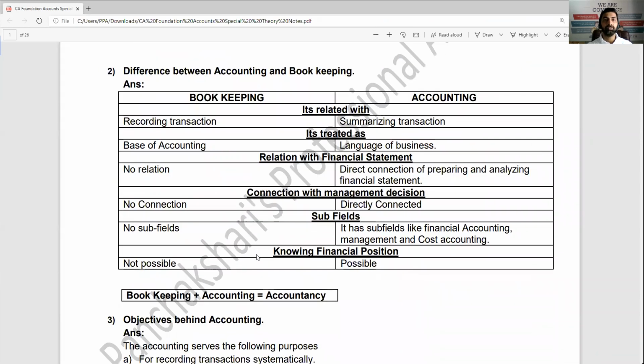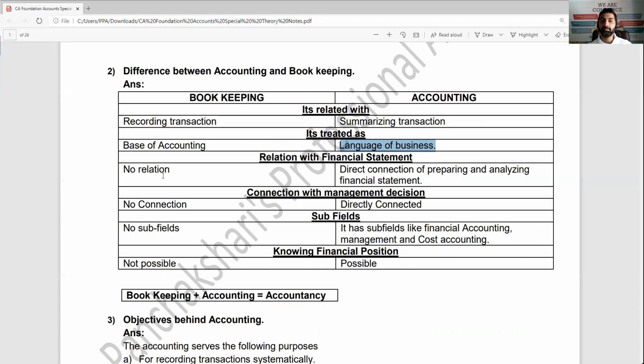First short note. Second comes difference between accounting and bookkeeping. Basically, bookkeeping means just keeping the books. That means recording the transaction. And accounting is after recording, summarizing it, analyzing it in detail, and getting some conclusion. So bookkeeping is related with recording the transaction, while accounting is related with summarizing the transaction. It is treated as the base of accounting that creates a base, and this is the language of business. So what is language? Language is something which helps us to express ourselves. What exactly the position of the business, how much is profit, everything is expressed by accounting.